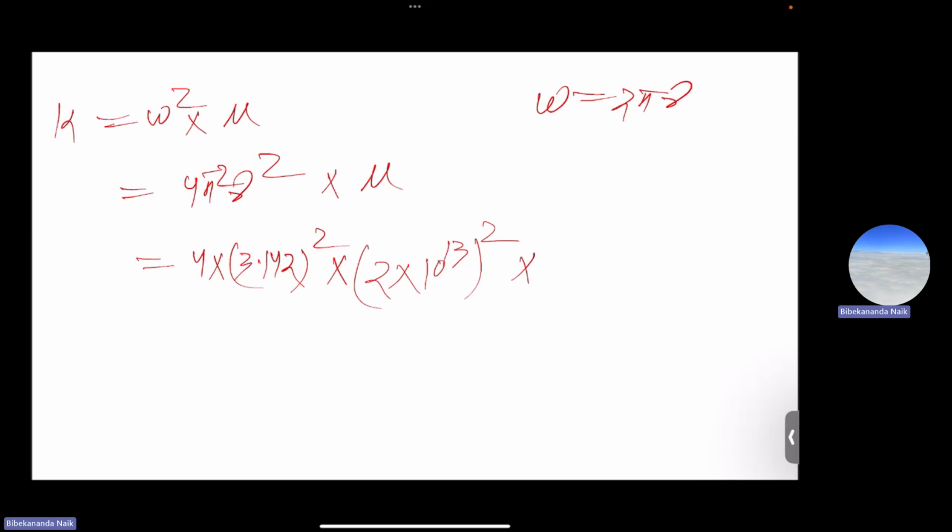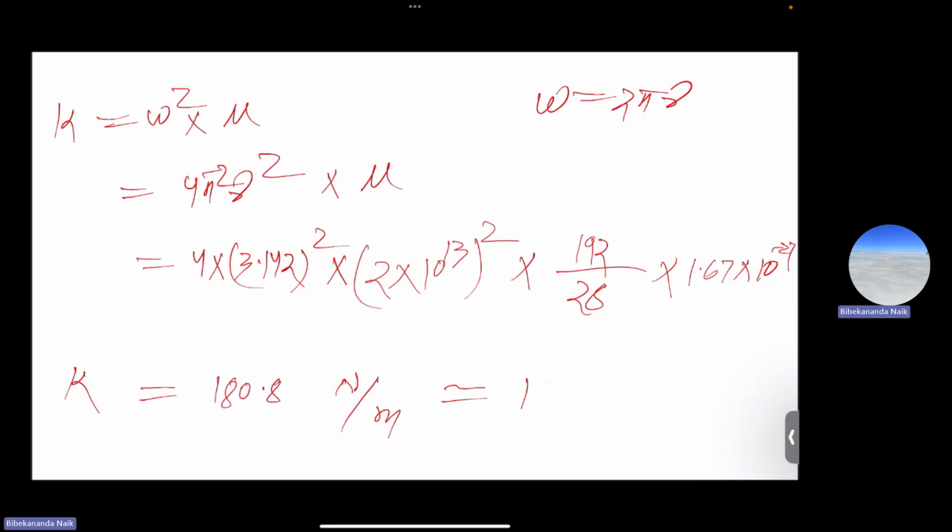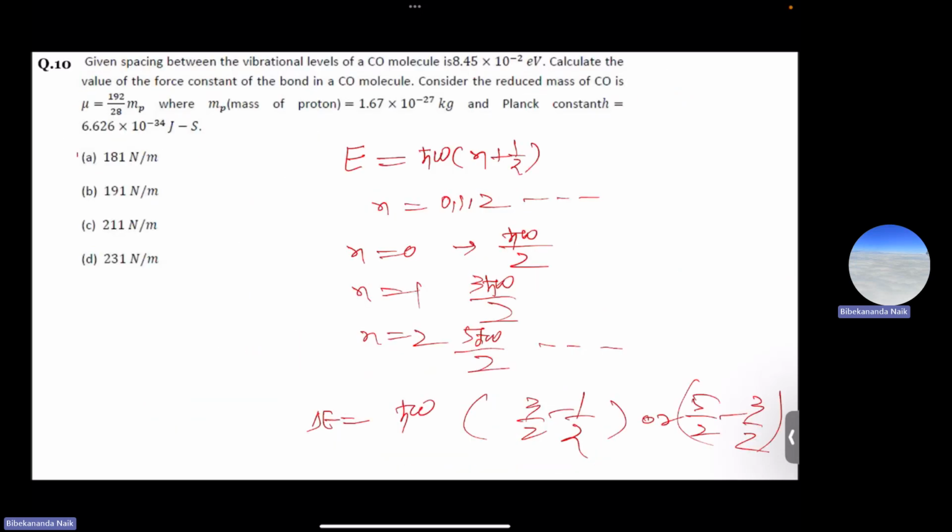into mu, which is 192 divided by 28 into the mass of proton, 1.67 into 10 to the power minus 27. If you calculate all these, it gives 180.8 Newton per meter, or about 181 Newton per meter. So it is matching with option A. The correct option will be option A.